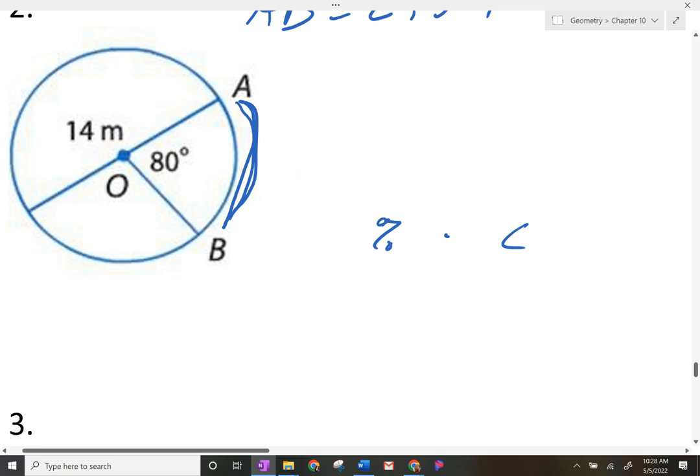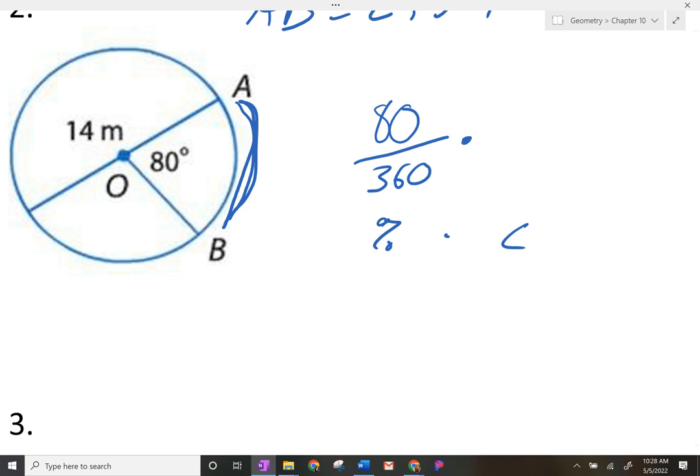Anybody, how do I get the percentage? Any thoughts? Perfect. I'm going to divide it by 360. Which number? The 80. Fantastic. So 80 divided by 360. I'm going to multiply that by the circumference. Do they give me the radius? No, they give me the diameter. But you can figure out the circumference from the diameter, right? So the radius is going to be 7. So 7 times 2 times pi.